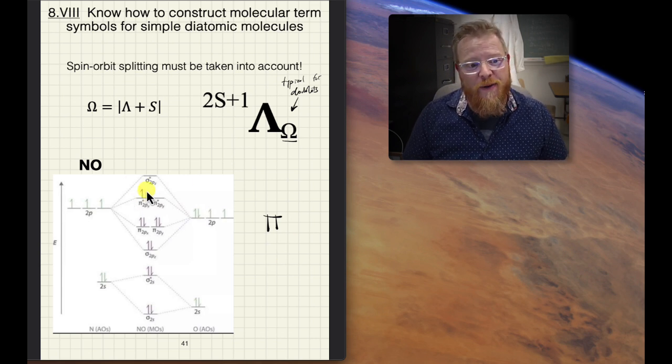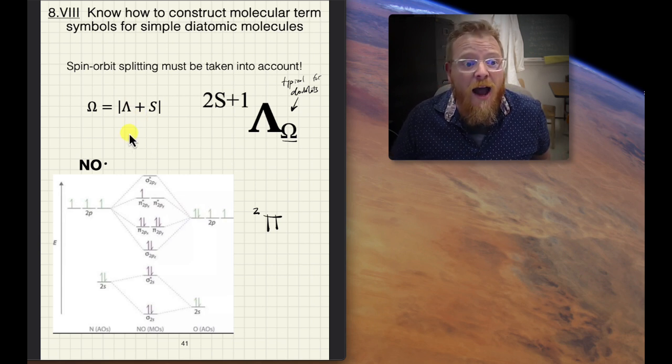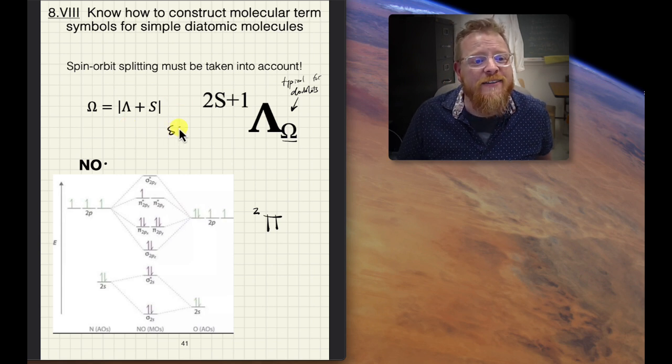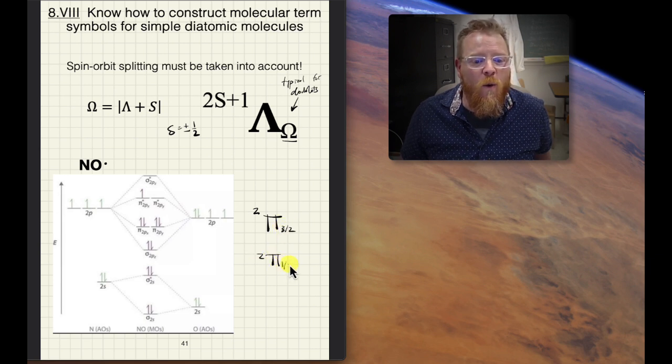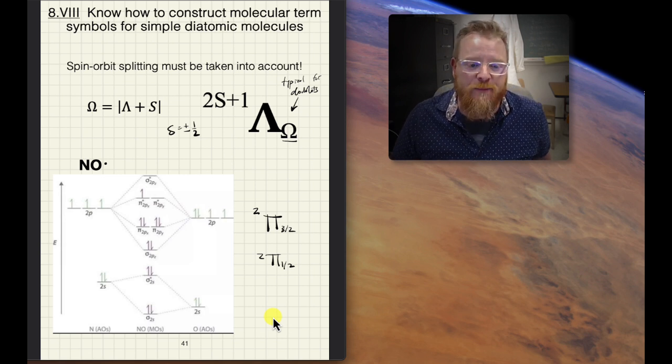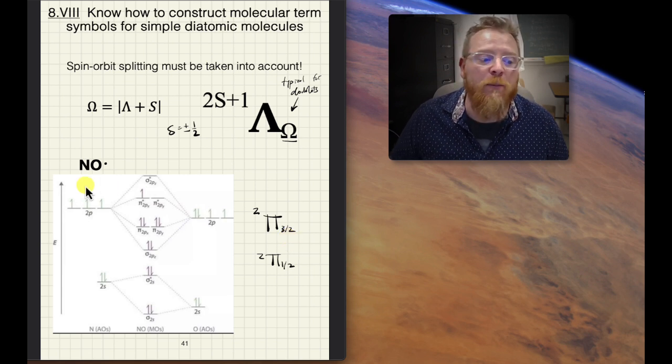So we can see there's one unpaired electron, right? Because this is a radical. So that means it's a doublet. So now noting this omega value, for us, it's going to be the absolute value of lambda plus s, where s is plus or minus 1/2. And so because lambda equals 1 there, we're going to get values that it can be 3/2 or 1/2, just like we saw with atoms. So we typically only note this value for doublets.